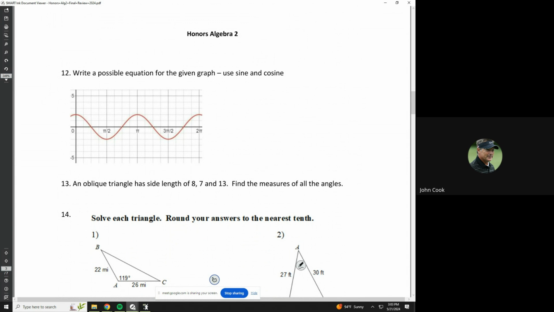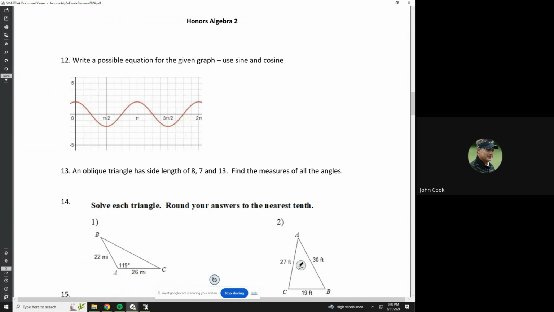So the third page starts off by saying, write a possible equation for the given graph. Use sine and cosine. Okay, so I guess we have to use both different ones. That's not a big deal. So let's see. On first inspection of this graph, it starts at a maximum, and then it goes to a minimum, and then a maximum again. That's the cosine graph. If it starts at a maximum, that's easiest to just use cosine. So that's how we'll start it off.